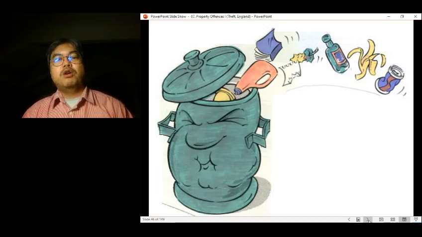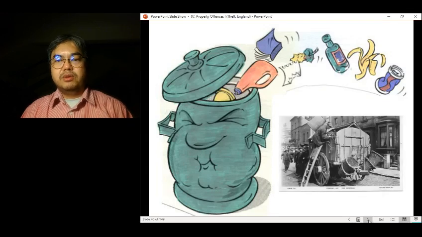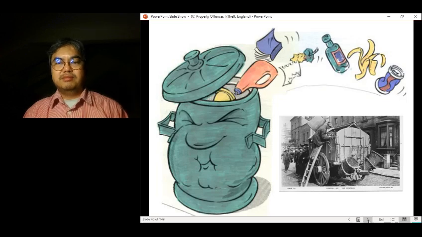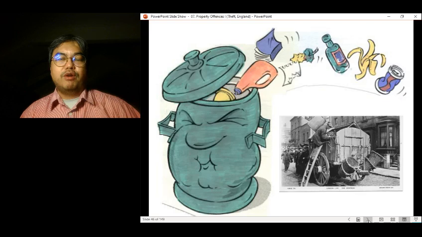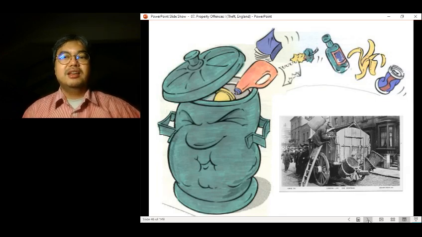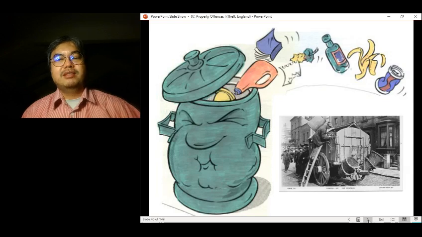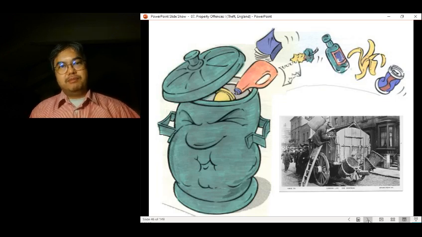Now the people who collected this rubbish, at that time anyway, it's quite old, they were called the dustmen. They work for the corporation, the company. They would go and collect all the rubbish and put it into the rubbish vehicle and then send it back to the company. But some of these dustmen took some of the things which were collected, kept it for themselves, and sold it and made money out of it.